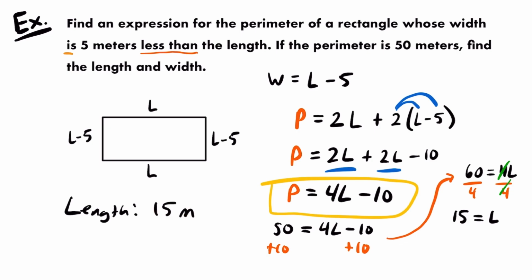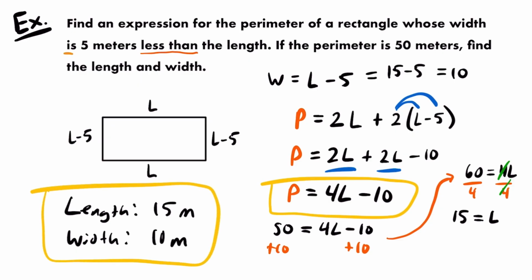And then for the width, since we know that L is 15, we can find W, the width, by plugging in 15 for L in this expression. So if we do that, we'll get 15 minus 5, which is 10. All right, so that's W. W is 10, which means that the width of the rectangle is 10 meters. And that is the final answer to this problem.